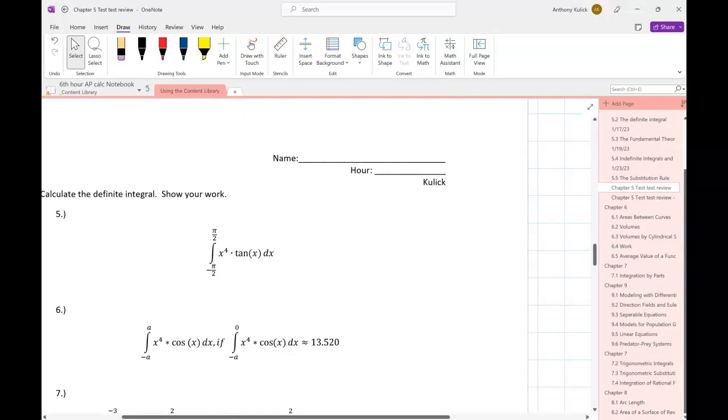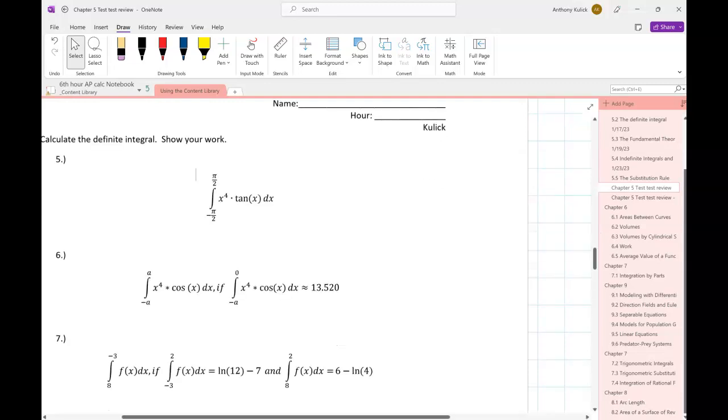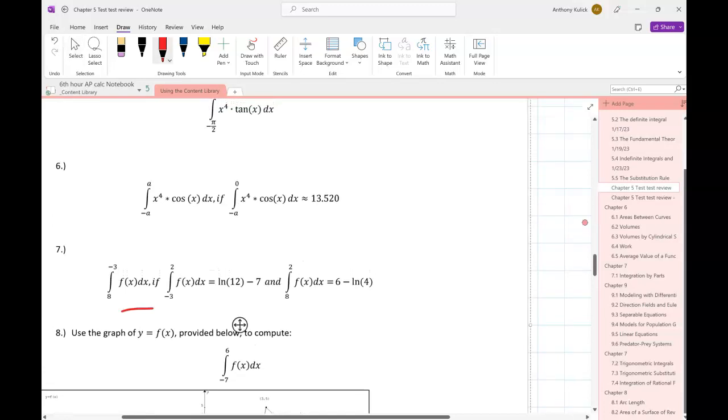Calculate the definite integrals. What am I noticing here on the first one? The bounds are opposite with an odd function, so it's 0 right away. Again, this one, the bounds are opposite, but this is an even function, so it's just 2 times half of it. So just 2 times that. Done. Right? Like, what am I going to do with this one?